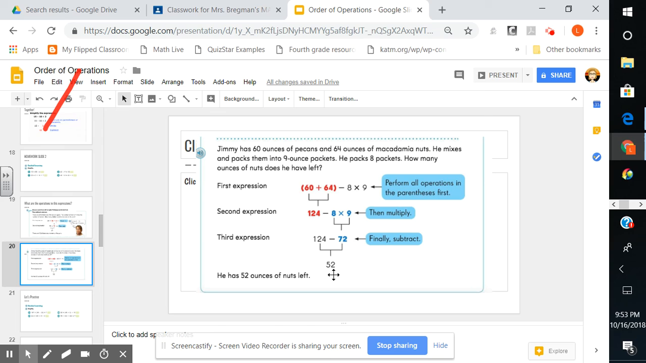That is the end of our presentation. We will review all of these items in the classroom. Don't forget to do your homework slides.